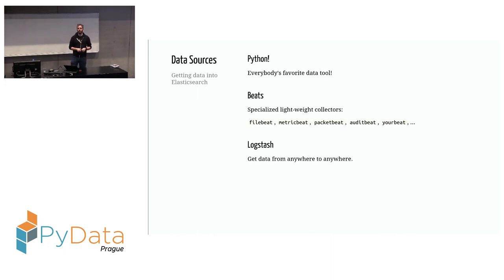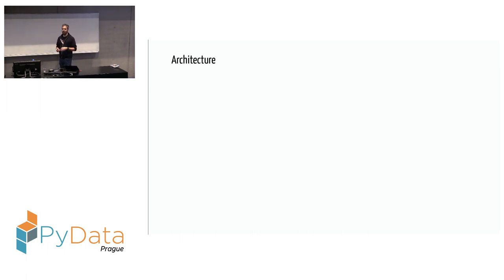If that's not enough for you, there is Logstash, which is pretty much take data from anywhere and put it anywhere else. Nothing much to be said. It's a generic processing pipeline that mostly worked with Elasticsearch, but it does many, many other outputs and even more inputs. Now, what are some of the highlights of the architectural decisions that you can use with Elasticsearch?